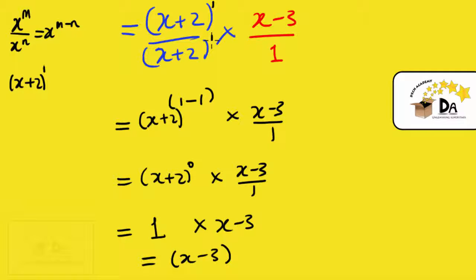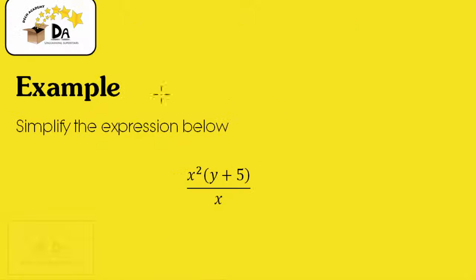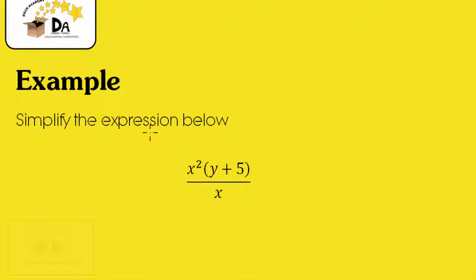Any number raised to the 1 is itself. If you recall, a to the 1 is a, x to the 1 is x, and so on. So this is essentially x plus 2 to the power of 1 over x plus 2 to the power of 1, which is x plus 2 to the power of 1 minus 1, which is x plus 2 to the power of 0, which is what we have here. And remember, any number raised to the power of 0 is 1. And that's what was done here. And that's all. Here's a final example.